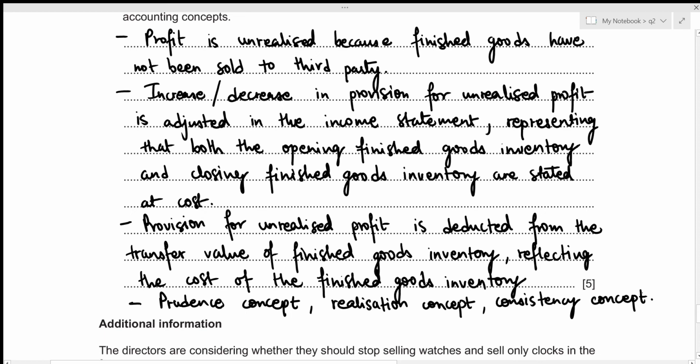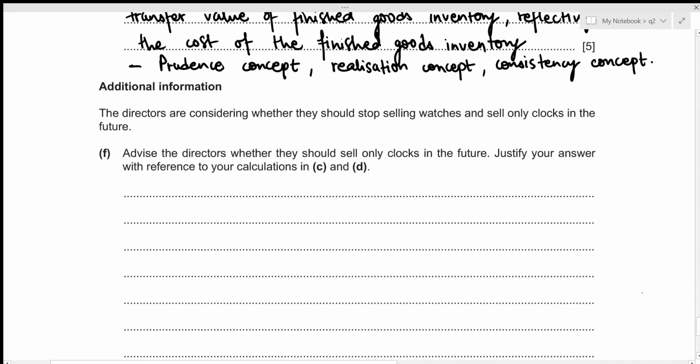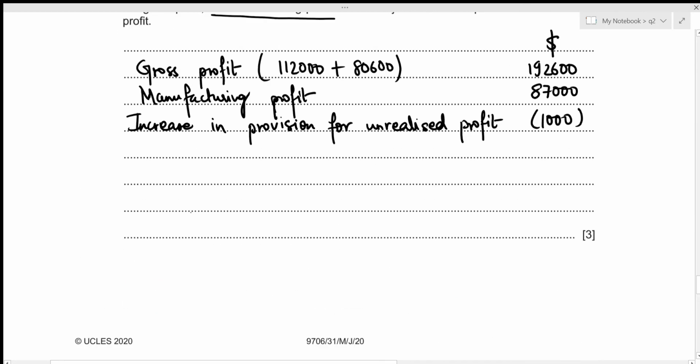Now we can move towards the sixth one. We are given additional information. The directors are considering whether they should stop selling watches and sell only clocks in the future. Now we need to advise the directors whether they should sell only clocks in the future. We need to justify our answer with reference to the calculations in part C and D. So the very first basis would be to figure out the gross profit margin. Let's figure the gross profit margin for clocks. And clocks is just bought in from another supplier, so this is fairly easier to calculate.